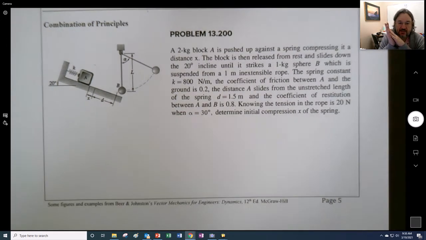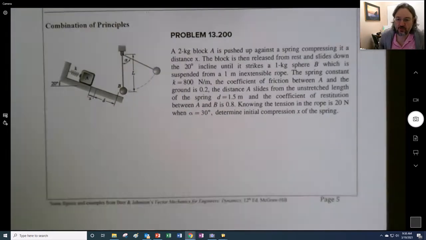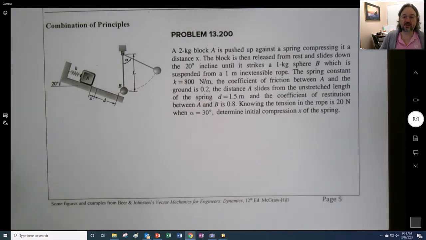The distance A slides from the unstretched spring is 1.5 meters, and the coefficient of restitution between the block and the ball is 0.8. And we know that the tension of the rope is 20 newtons, and then we also find out that the pendulum is going to go up and alpha equals 30, and we want to determine the initial compression of the spring. So we have a whole series of events, and we have to think our way through them.